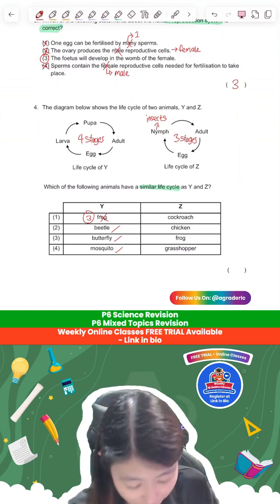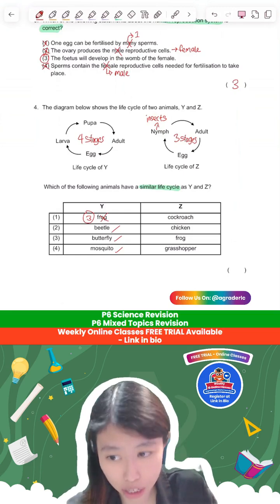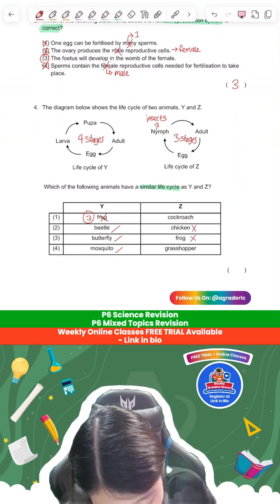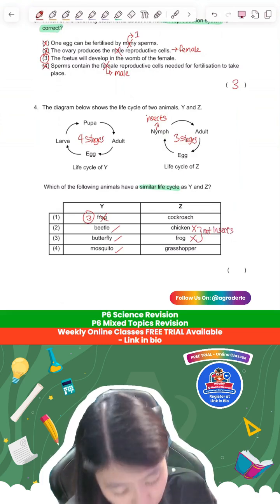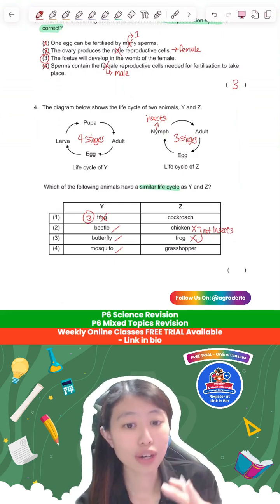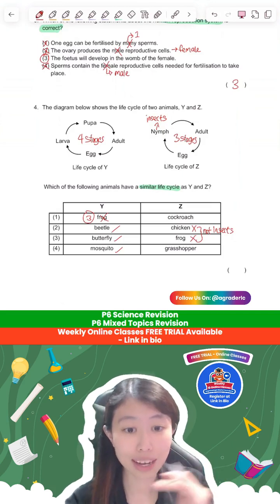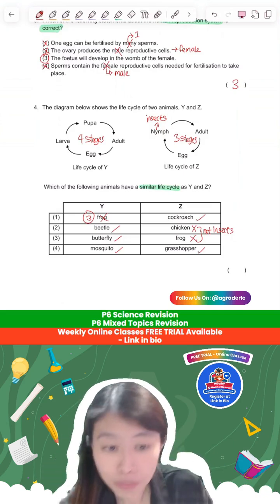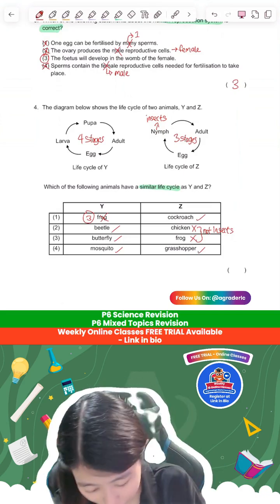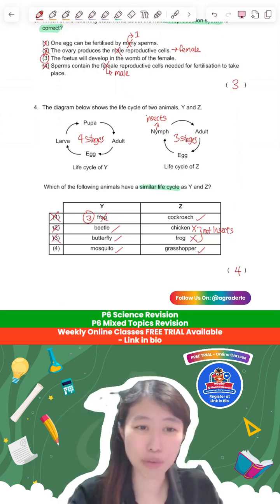And for Z, it cannot be chicken or frog, even though they have 3 stages, because they are not insects. They do not have a stage name. Chicken and frog, we don't call it a stage name. We call it the young. Young stage. Cockroach can. Grasshopper can. But option 1 is really wrong, so 2 and 3 are also wrong. So the answer is supposed to be number 4.